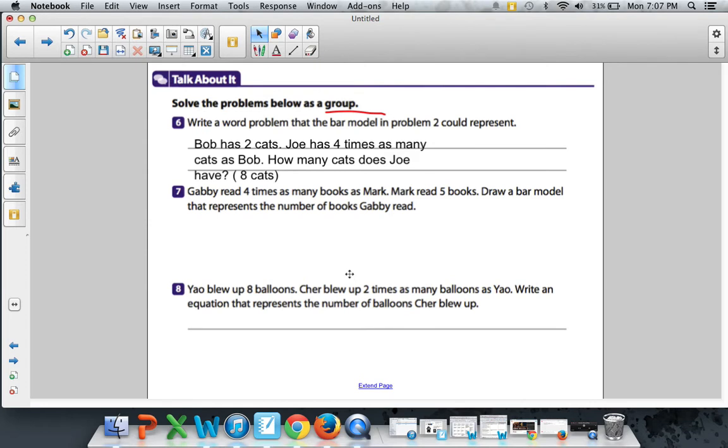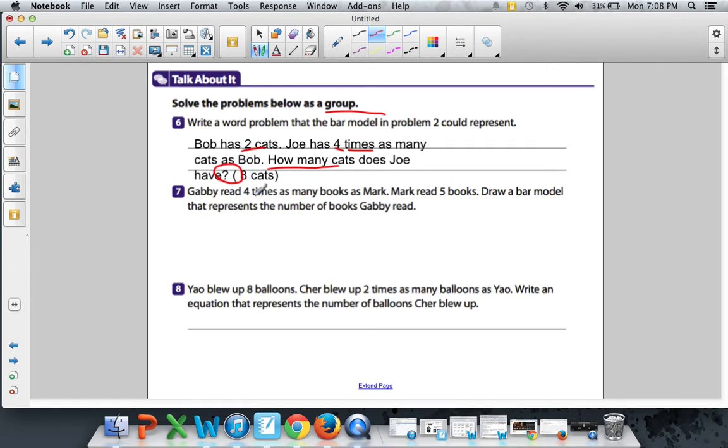No. Does your problem have to be Bob and Joe? No. But you better have 2 in there. And you better have 4 in there. And you better have times in there. And you better have a part that says, like, how many or something, you know, with the question mark. That's the stuff you need. Everything else you can make up. You can talk about zombies, ninjas, I don't care.